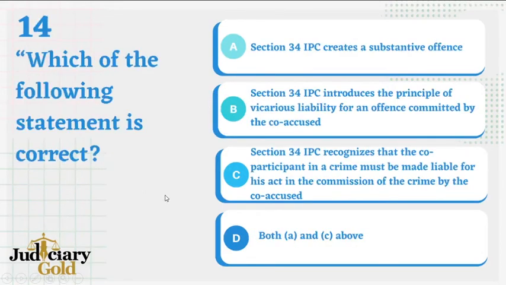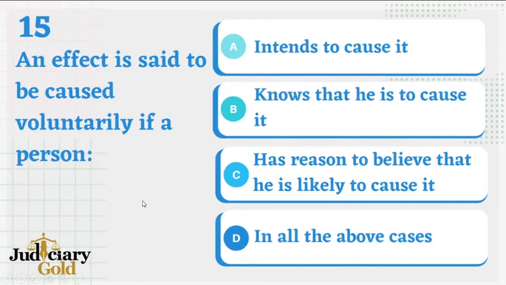Question 14. Which of the following statements is correct? Section 34 of I.P.C. creates a substantive offense. Section 34 of I.P.C. introduces the principle of vicarious liability for an offense committed by the co-accused. Section 34 recognizes that the co-participant in a crime must be made liable for his act in the commission of the crime by the co-accused, both A and C. The answer is option B. Section 34 I.P.C. introduces the principle of vicarious liability for an offense committed by the co-accused. Vicarious liability is a principle well defined under the law of torts, and we have considered it under Section 34 of IPC. Moving on to question 15.